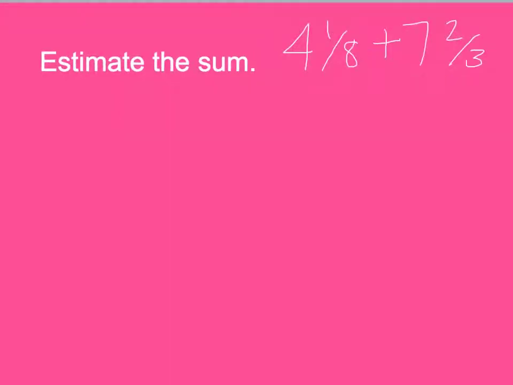So for this problem, we're going to do the same thing as we did for the last one, only we're going to add these two numbers instead of subtract them. So for the 4 1/8, I'm going to draw my number line again, and this number falls between the whole numbers of 4 and 5. So then I'm going to split my number line up into eighths, pretend like these are equal, and I'm going to plot my 4 1/8. It's going to be on that very first bar.